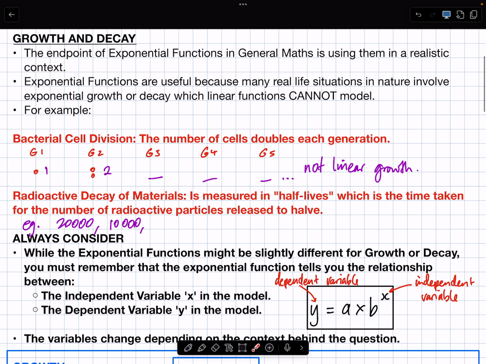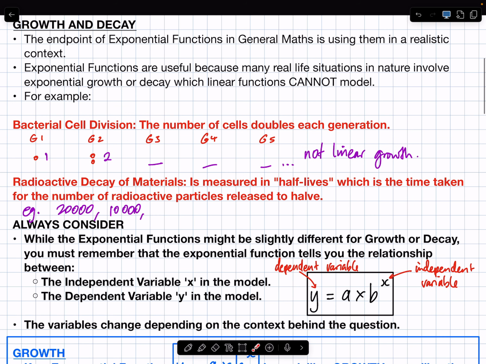Why are exponential functions useful? Because most stuff in real life doesn't grow linearly. Most stuff doesn't grow the same amount each time. So for example, bacterial cell division. Bacteria splits, it doubles each generation. So in the first generation, there's one. What was the term for it? I'm a bio teacher. Binary fission is how bacteria split and reproduce. They clone themselves. So it goes from 1 to 2.